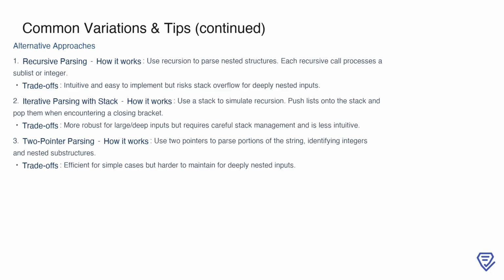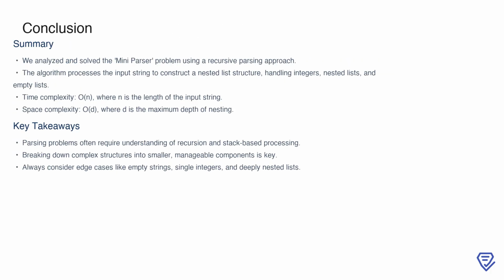This method is more robust for handling large or deeply nested inputs, but it requires careful stack management, which can make it less intuitive. Finally, there's the two-pointer parsing approach, which uses two pointers to identify integers and nested substructures within the string. While this method can be efficient for simpler cases, it tends to become harder to maintain as the complexity of nested inputs increases. Each of these approaches has strengths and weaknesses, so choose the one that best suits the problem's constraints and your comfort level. Great job! We've successfully tackled the mini parser problem by breaking it down into manageable steps.